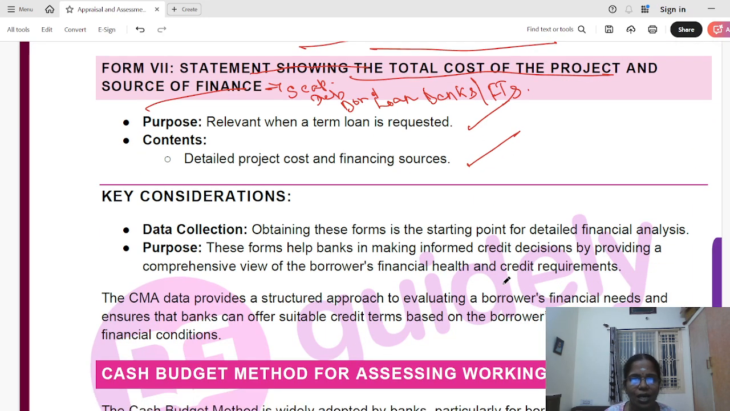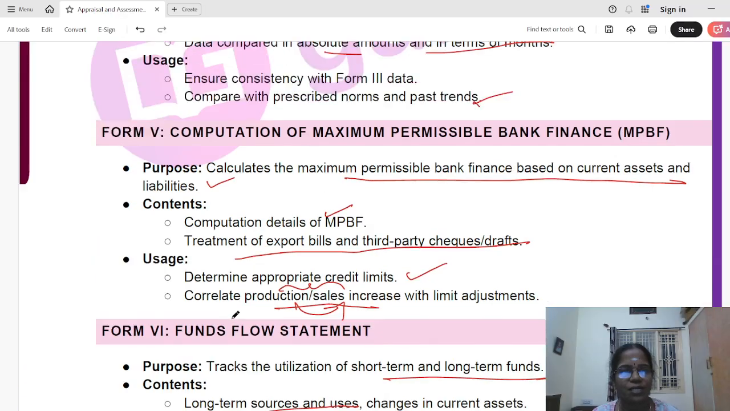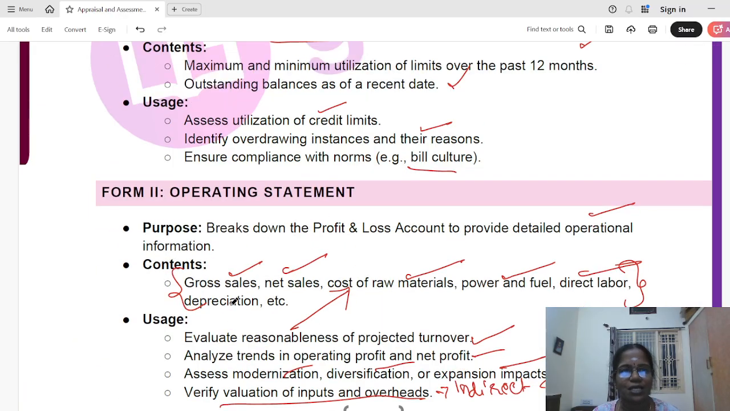Key consideration, obtaining these forms is the starting point for detailed financial analysis. These forms help banks in making informed credit decisions. So these are all the forms which help the banker to make an informed credit decision. So we have discussed the 7 forms.